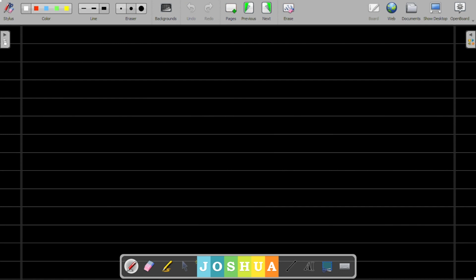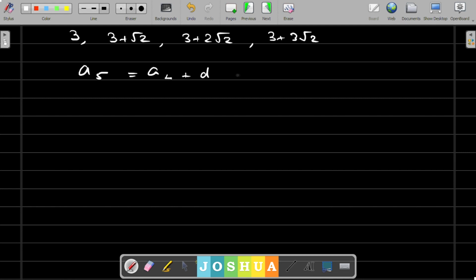Okay, so already we have the values 3, 3 plus root 2, 3 plus 2 root 2, 3 plus 3 root 2. Now I am going to find the fifth term. A5 is equal to A4 plus the difference. A4 is 3 plus 3 root 2 and the difference is square root of 2. So therefore it is equal to 3 plus 4 root 2.